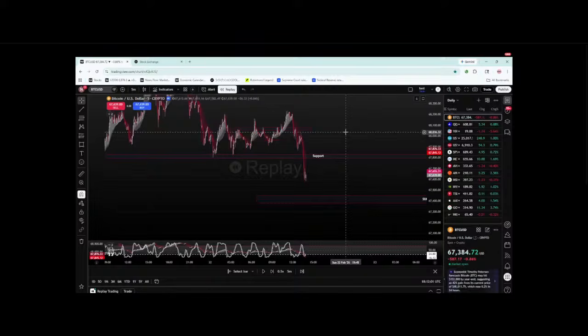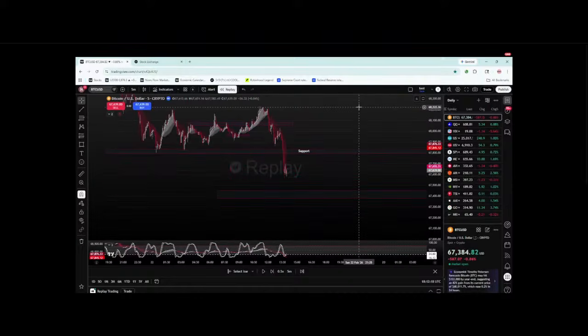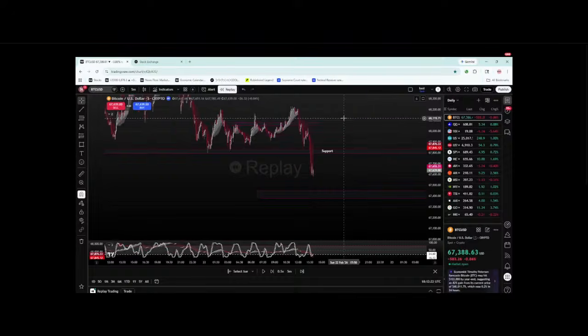Does that make sense to everyone? How that played out? 68200 was a level. 68200. Yeah, it was a level of resistance. As you can see here, we wicked. If we made a range, it would be around this range. So boom, literally in real time, I didn't cheat. I didn't do anything. We took two trades here.